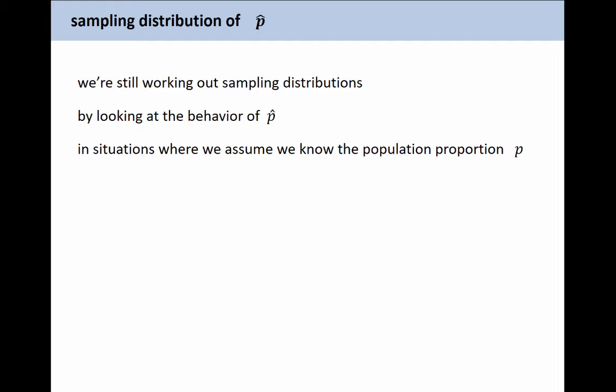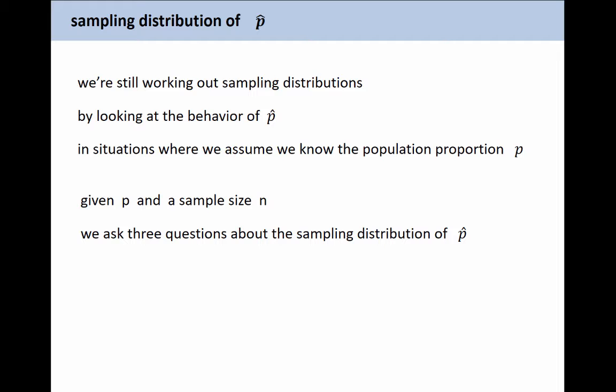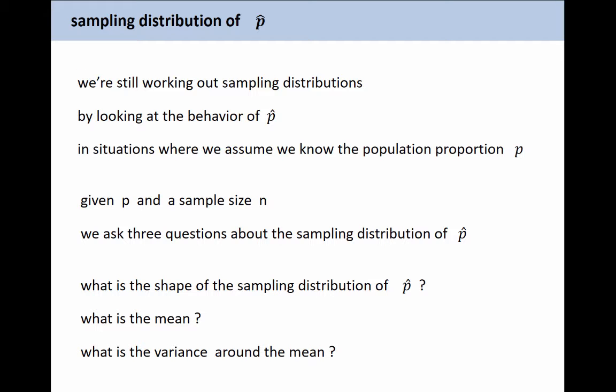That's what Baldi and Moore do in their presentation of these results in chapter 13. But let's assume that we're going to do that to take a look at the theoretical background. And then we're going to say, okay, given a proportion p and a sample size n, we're interested in 3 questions. We're interested in the shape of the sampling distribution, we're interested in the mean, and we're interested in the variance. And actually, we're going to answer the questions about the mean and the variance first, and then tackle the shape of the sampling distribution.